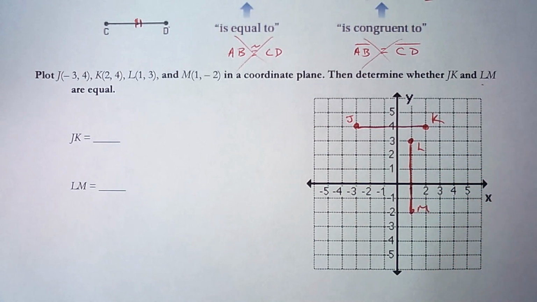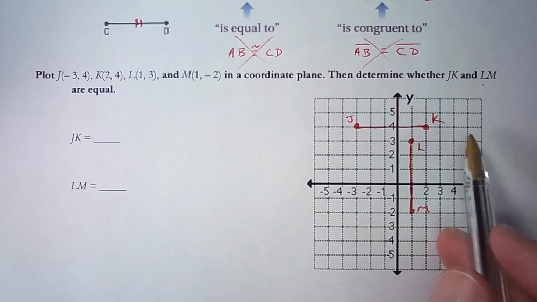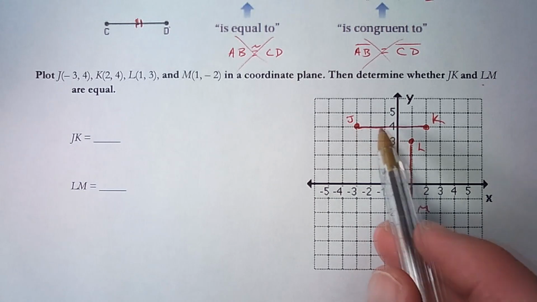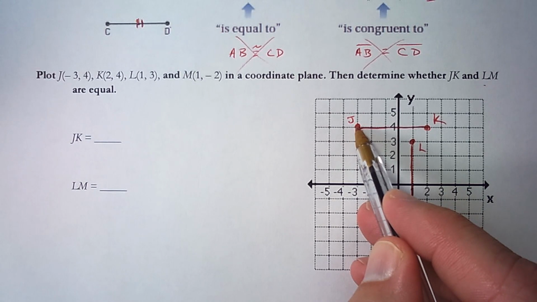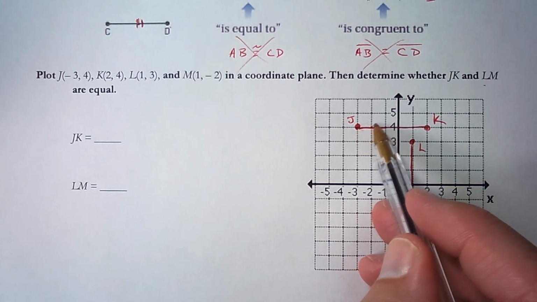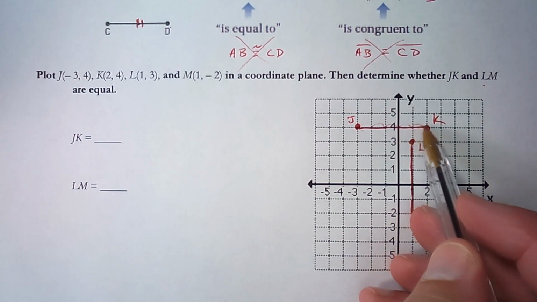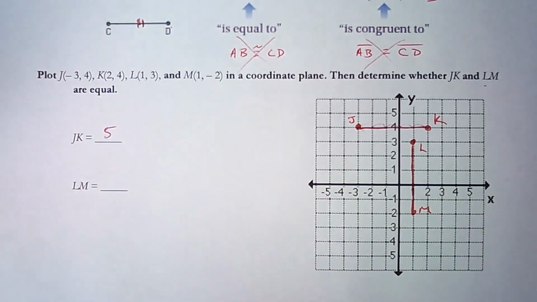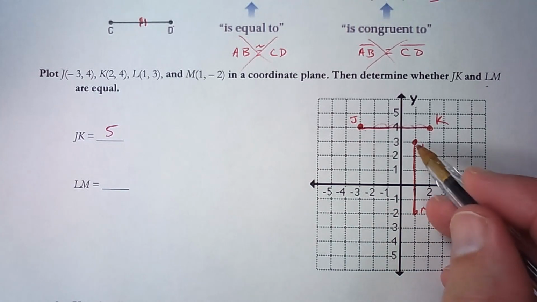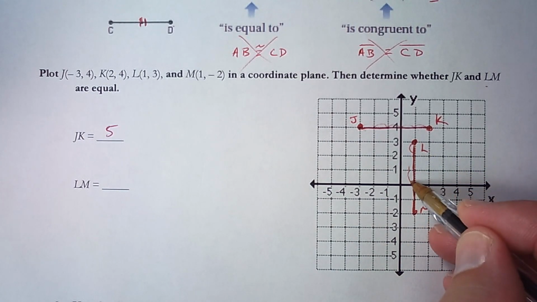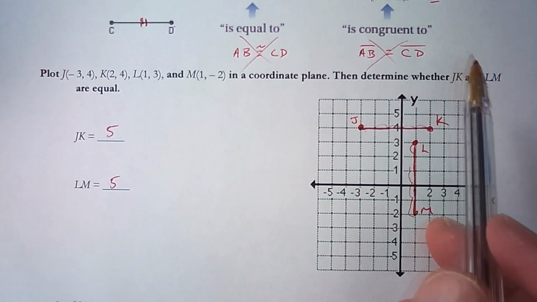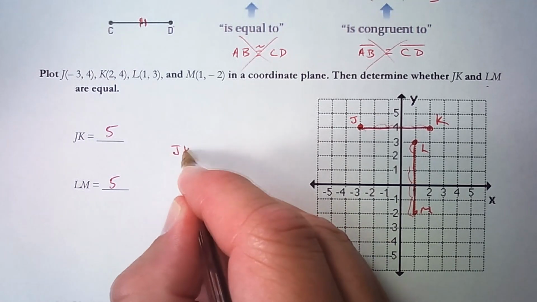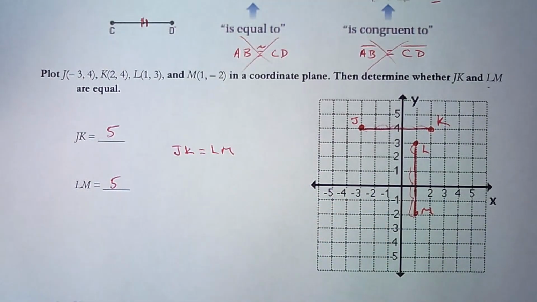We could use the ruler postulate where we do absolute value of the difference of the two points, but most of us are just going to look at this and count. Just make sure you don't count this as 1. You have to move before you count 1. 1, 2, 3, 4, 5. So JK has a length of 5. For LM, 1, 2, 3, 4, 5. LM has a length of 5. Are their lengths equal? Yes. The length of JK is equal to the length of LM.